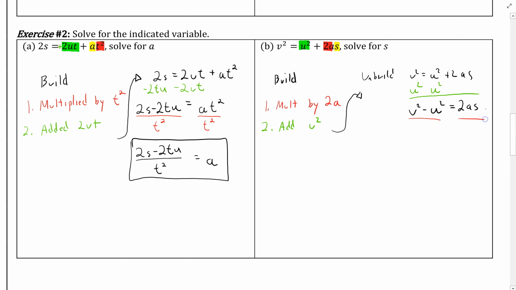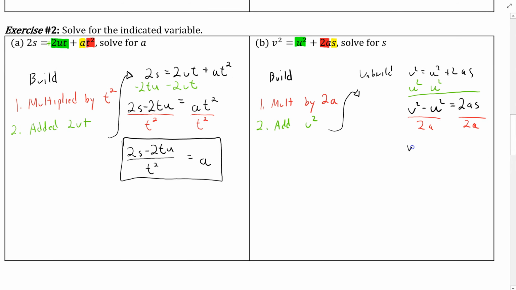And what are we going to divide by? Well, since it was multiplied by 2a, we'll divide by 2a. And so by doing that, on the left-hand side, we simply have v squared minus u squared all over 2a. And on the right-hand side, the 2a's will reduce each other, leaving me with 1s over 1, or simply s. And now we have s by itself, and that is this problem.